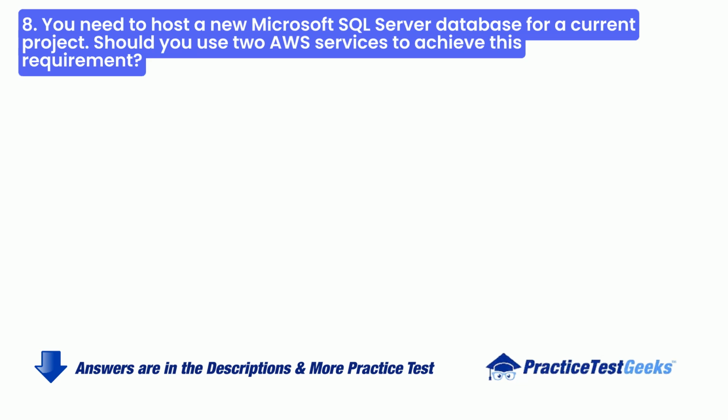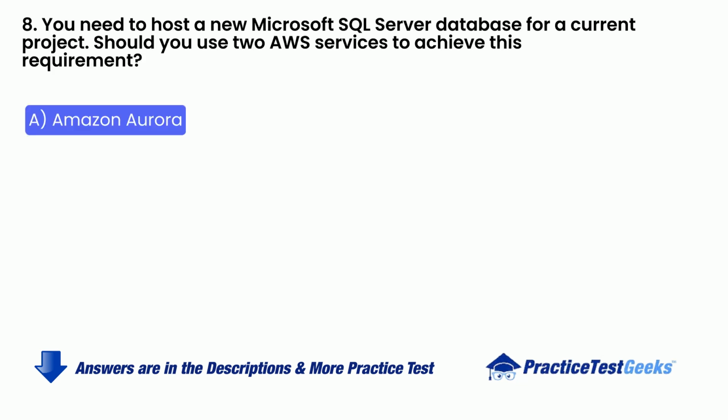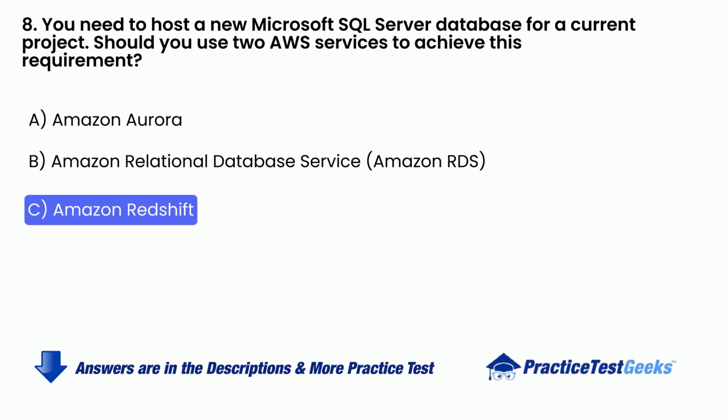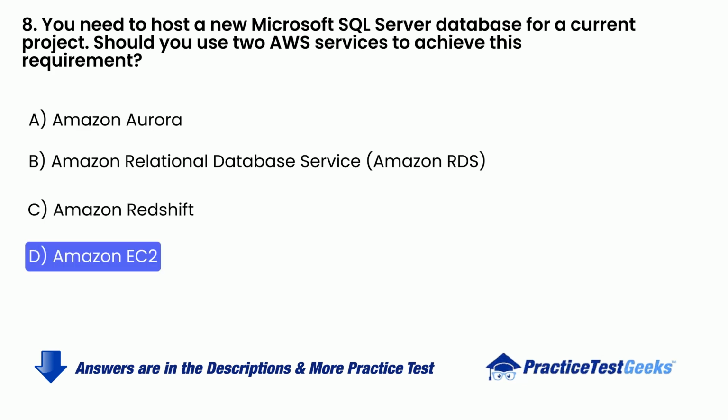You need to host a new Microsoft SQL Server database for a current project. Should you use two AWS services to achieve this requirement? A. Amazon Aurora. B. Amazon Relational Database Service. C. Amazon Redshift. D. Amazon EC2.